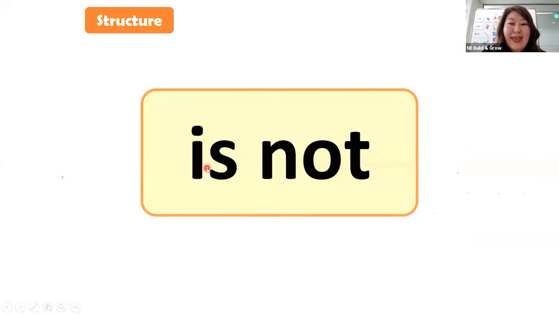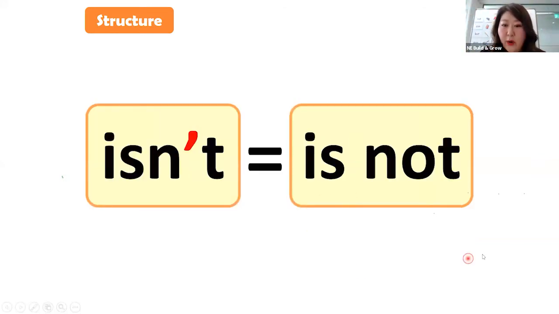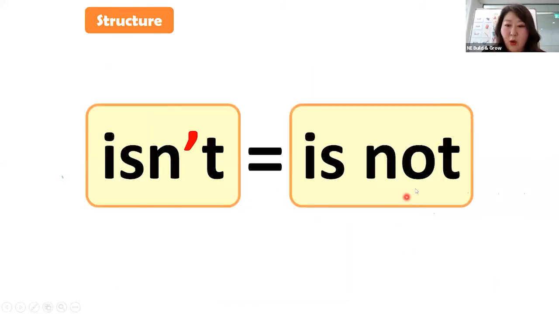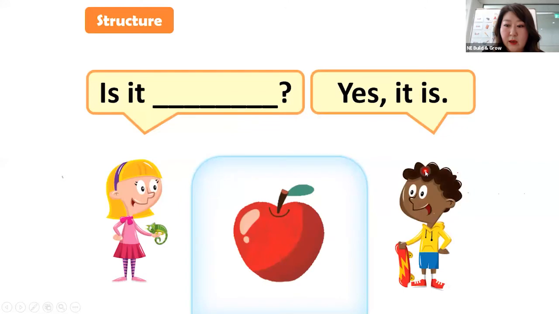So, is not, right? But, oh, look at this. Oh, it's going somewhere. Oops, sorry. So, oh, is going.